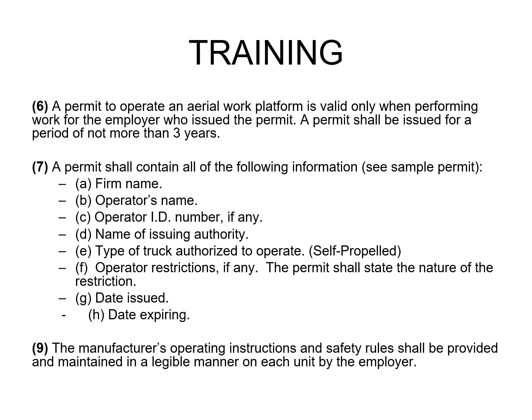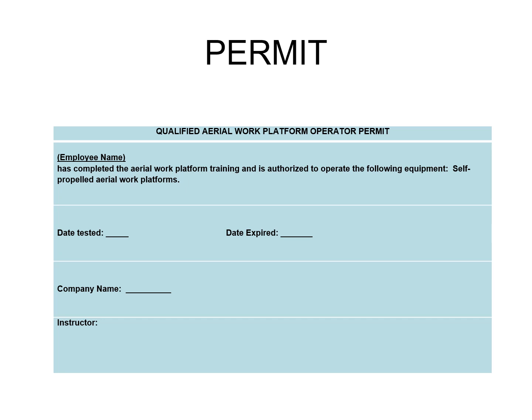The manufacturer's operating instructions and safety rules shall be provided and maintained in a legible manner on each unit by the employer. This is an example of a permit that will be issued to a person receiving and passing the training. It will have the employee name, the date tested, the date expired, company name, and instructor.